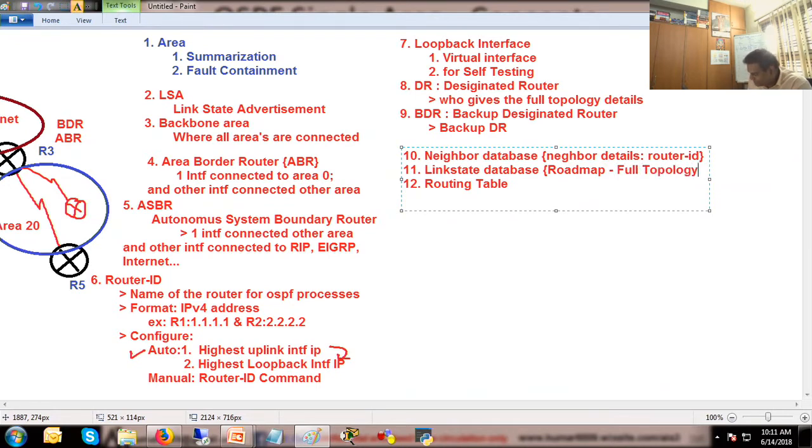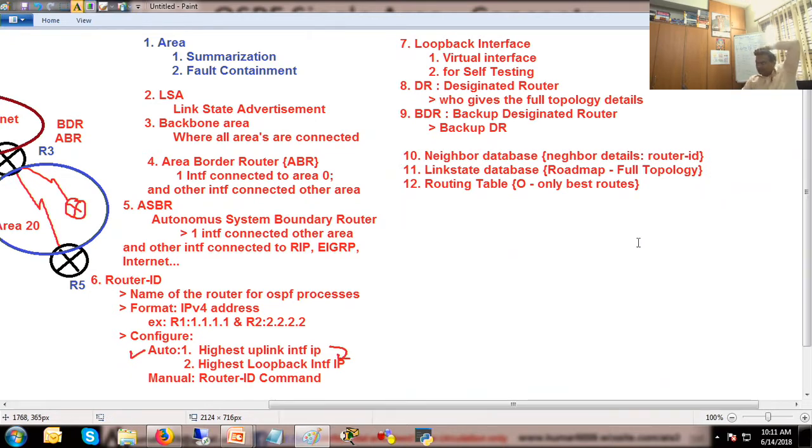What will be there in the routing table? O means OSPF. Only the best routes will be there. Understand these technologies? Now we are going to do the lab. Let us start.